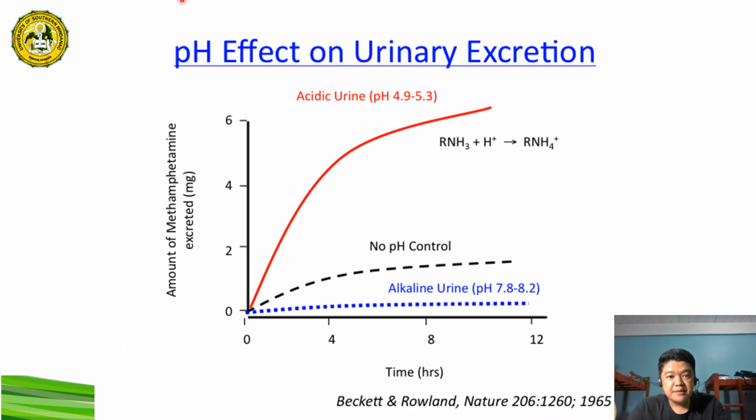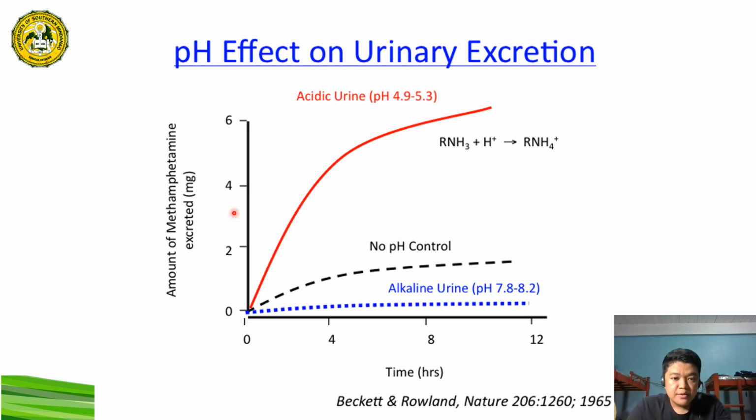We also have here another example of our ion trapping. This is an example of the effect of pH on the urinary excretion of our drug. This figure here is a mean cumulative urinary excretion of methamphetamine with an oral dose of 11 milligram in men as a function of the urine pH. So this experiment evaluated the effect of the pH to the urinary excretion of our methamphetamine.